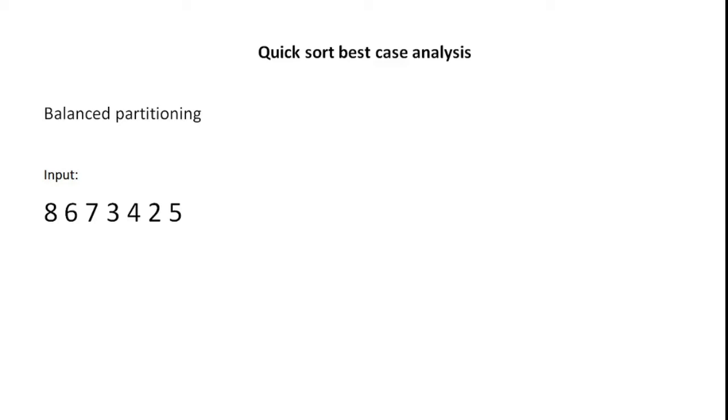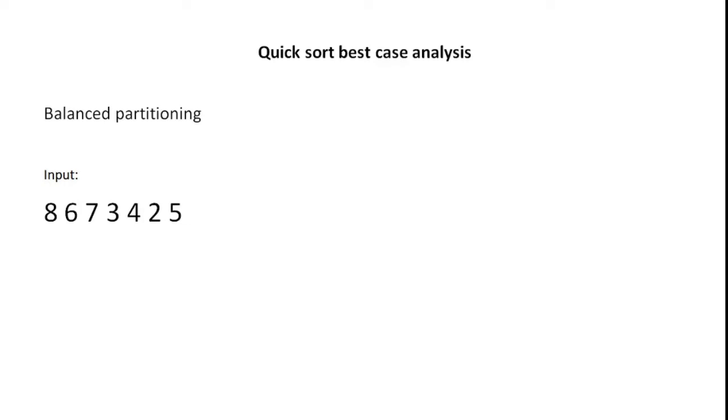Hello, in this video, I'm going to discuss the best case performance analysis of Quicksort. So, the best case is when the input has balanced partitioning. As we know, Quicksort is going to have a pivot element, and that pivot element is going to partition the array into halves or subproblems.